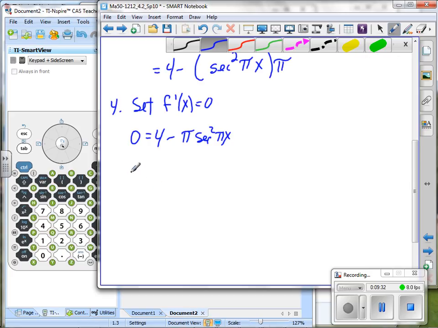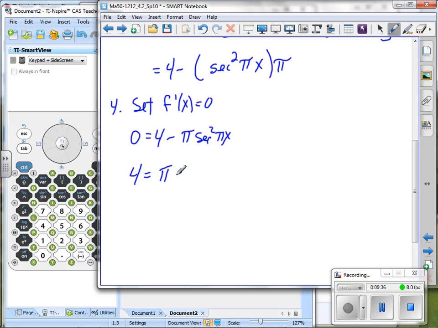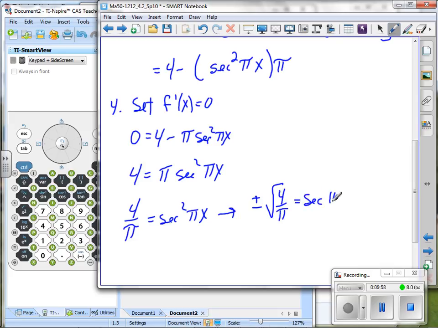Well, let's see. I could make 4 equals pi secant squared pi x. But then I have the negative here, so I kind of took care of them together. But yes, you would have negative 4 divided by pi is secant squared pi x. Plus or minus the square root of 4 divided by pi is equal to secant pi x. What are we trying to solve for?